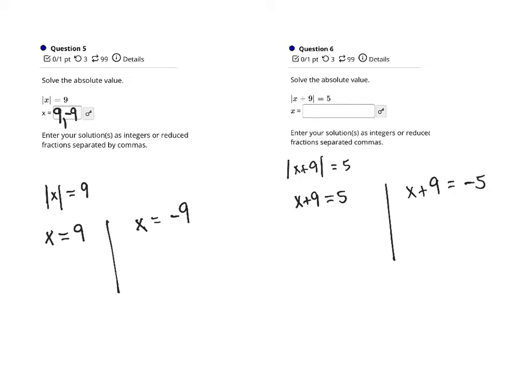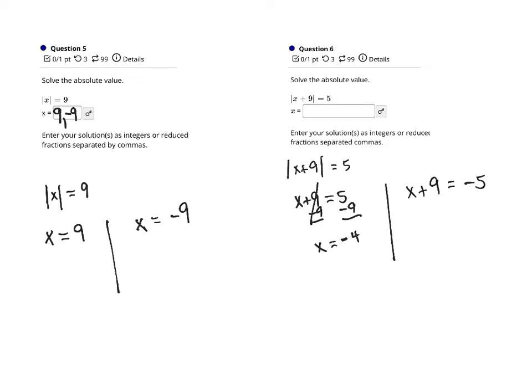So now I'm going to solve these two problems. On the left, x plus 9 equals 5. The opposite of adding 9 is subtracting 9. So we subtract 9 from both sides. This goes away and leaves us x equals. Signs are different. Subtract, take the sign of the larger. 9's bigger, so it's going to be negative 4.